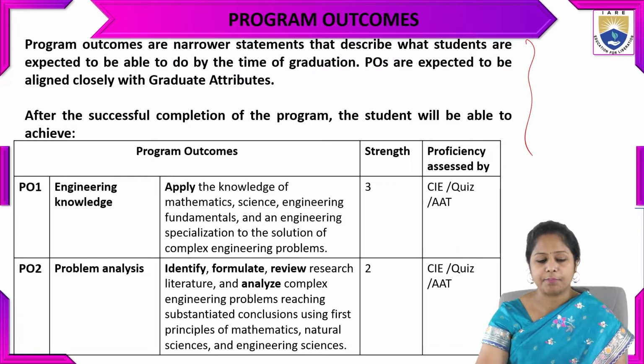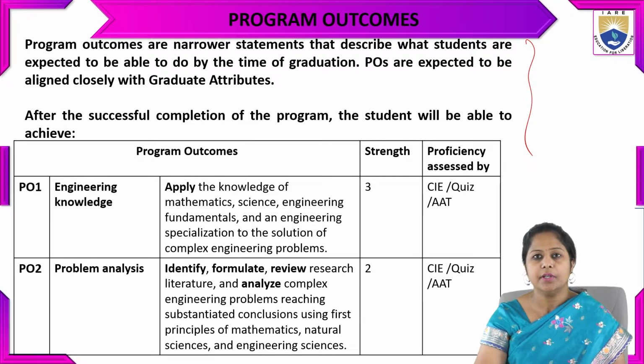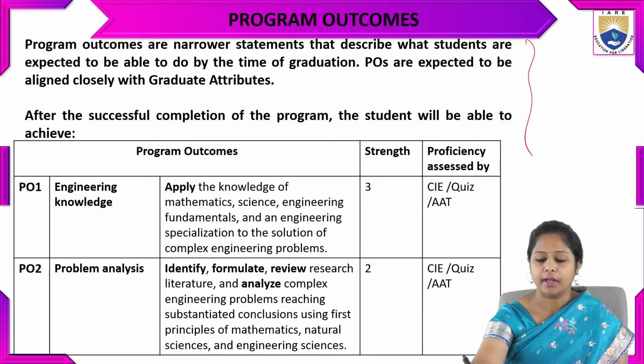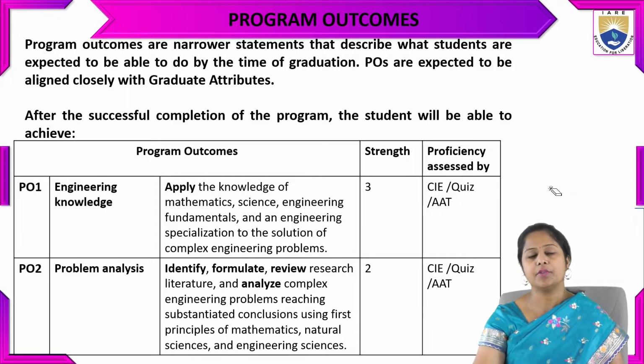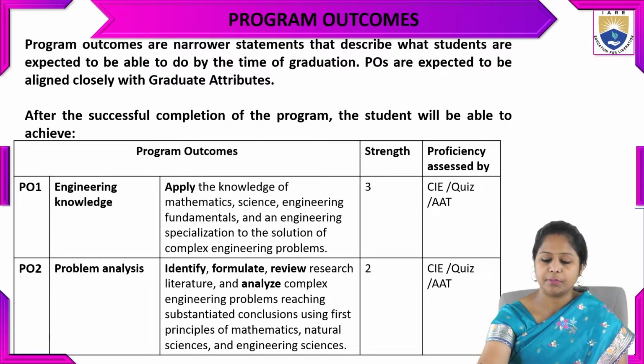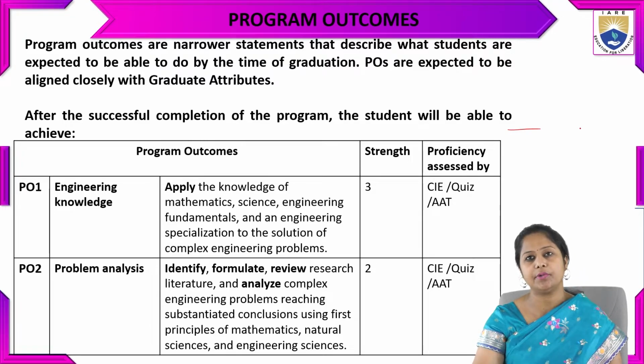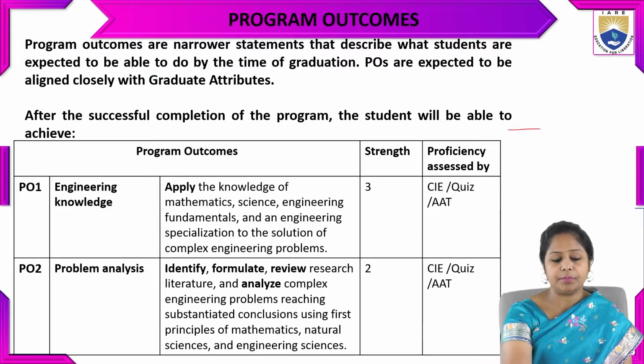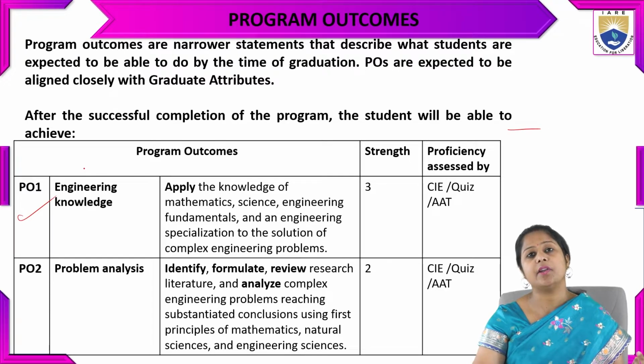So POs are expected to align closely with the graduate attributes. There are 12 graduate attributes, and on the basis of that they are associated with the program outcomes. What are the program outcomes after the completion of the program? After the successful completion of this program, the student will be able to achieve these. So the first PO is engineering knowledge.